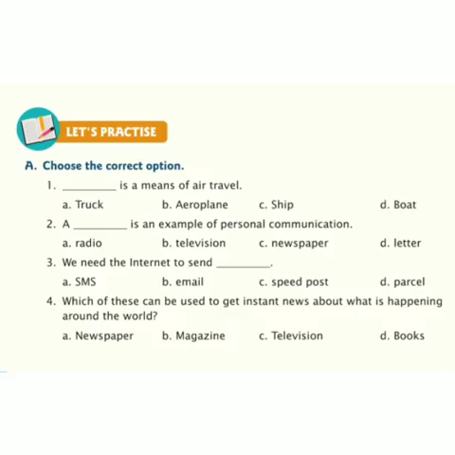Students, let's practice. Choose the correct option. So, 4 options are here and you have to choose the correct one. Let's see the first one. Dash is a means of air travel. A. Truck. B. Aeroplane. C. Ship. D. Boat.